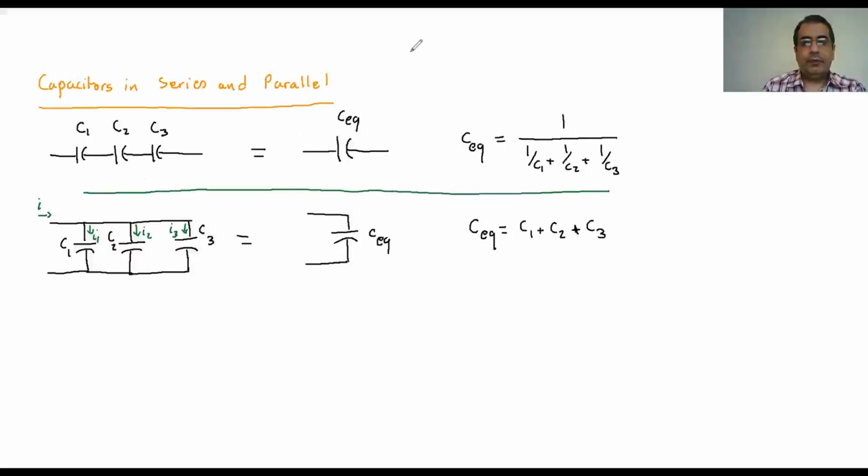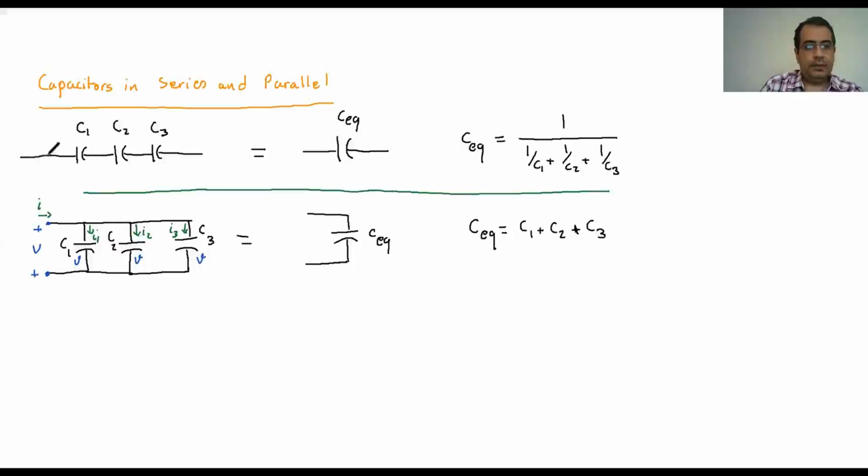The same again for the voltage. If the voltage across these two ends is V, it is going to be V in the first one, V in the second one, and V in the third one. So the voltage is going to stay V here, V here as well, and V here as well. So they have the same voltage. But when they are in series, we know that the current is going to be constant.